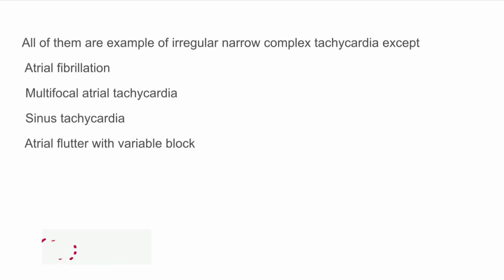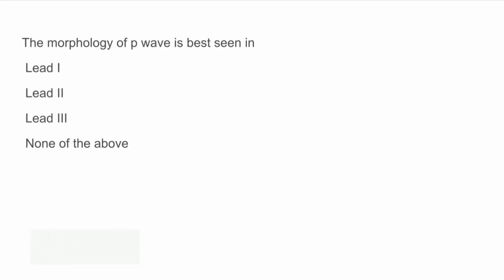All of them are examples of irregular narrow complex tachycardia except. Atrial fibrillation is an irregular narrow complex tachycardia. Multifocal atrial tachycardia is an irregular narrow complex tachycardia. Atrial flutter with variable block is an irregular narrow complex tachycardia, but not sinus tachycardia. This is a regular tachycardia. So this is the answer. Morphology of P waves are best seen in lead 2.